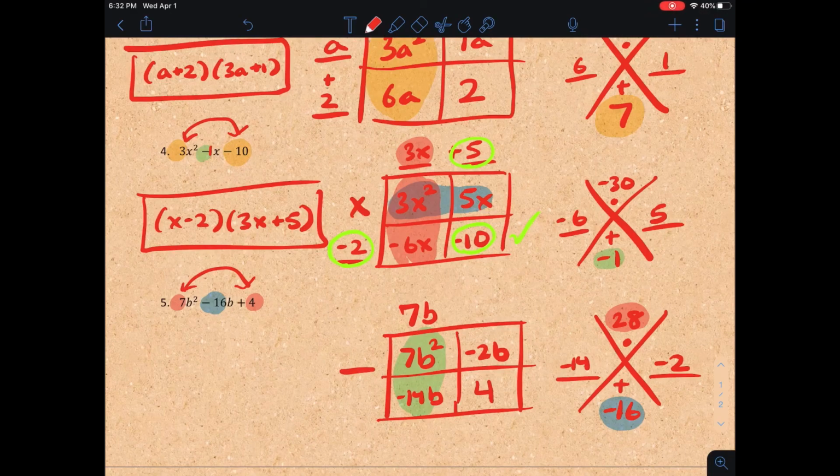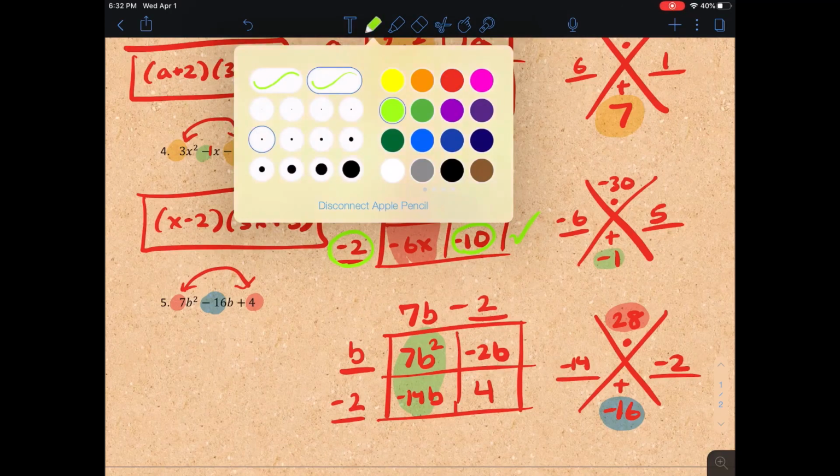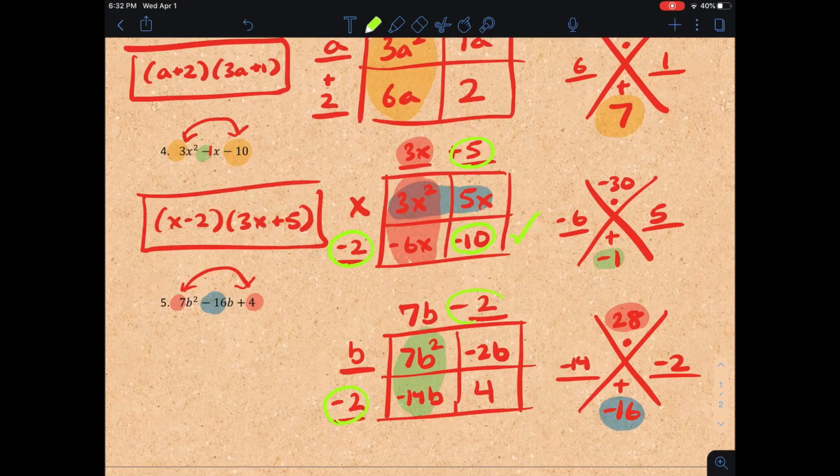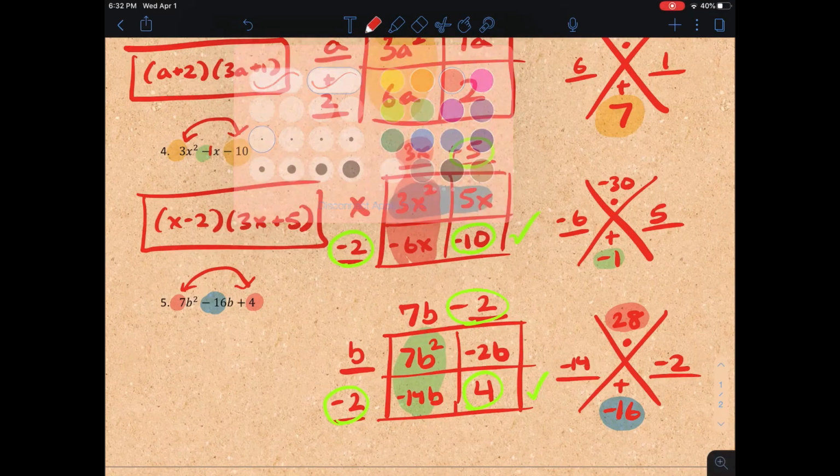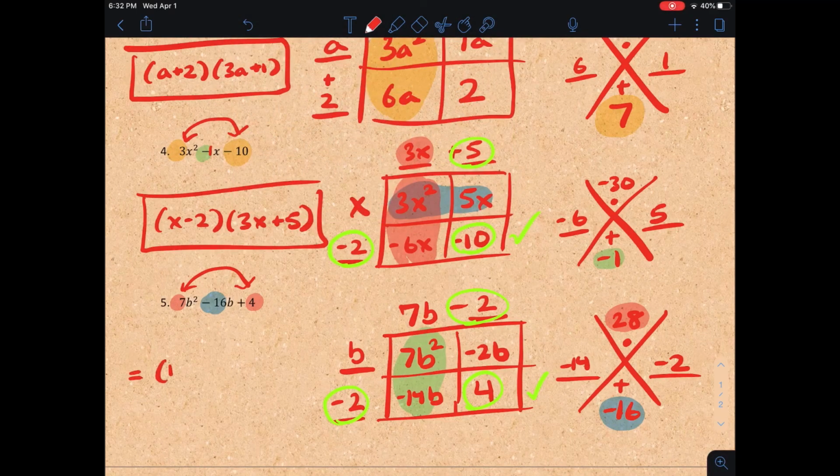From there, we're going to make a times table, right? 7b times what gives me 7b squared? It should be b. B times what gives me negative 2b? Minus 2. 7b times what gives me negative 14b? Also happens to be minus 2. And just as a quick little check, if I do negative 2 times negative 2, I do get positive 4, which is really nice. So when you write down your final answer now, you're going to write b minus 2 and then 7b minus 2. And this would be my final answer.